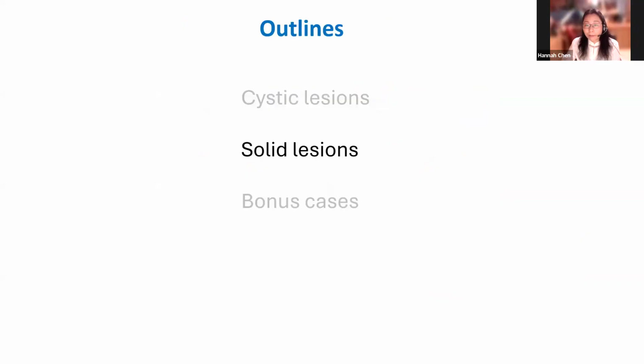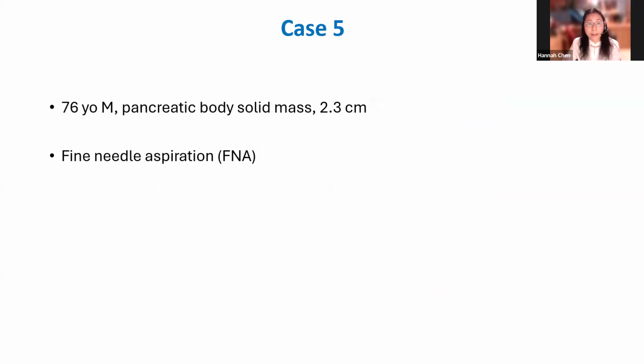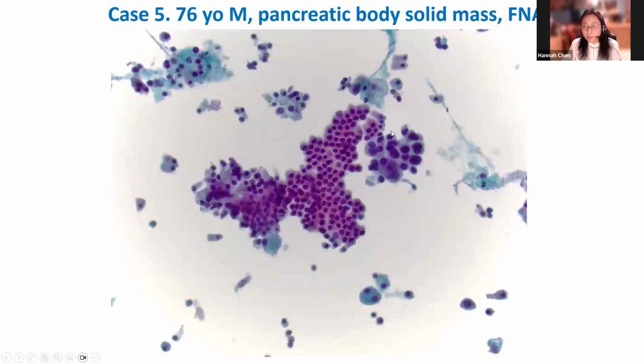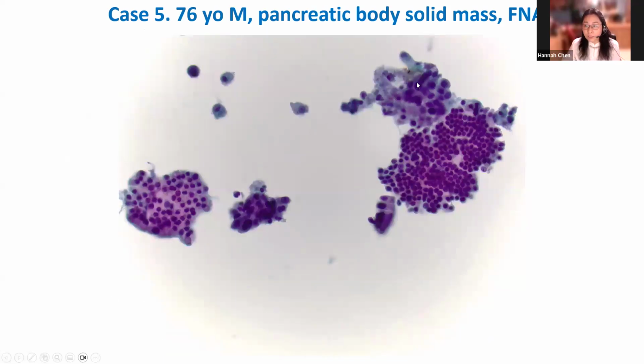Now I have already talked about 4 cystic lesions. Now I will move to solid lesions. Case 5: a 76-year-old male, pancreatic body, solid mass, 2.3 centimeters. FNA was performed. This is a thin prep. We can see normal ductal epithelium and the lesional cells shown here. In another field, this shows lesional cells. In another field, these are normal epithelial cells, and these are lesional cells.